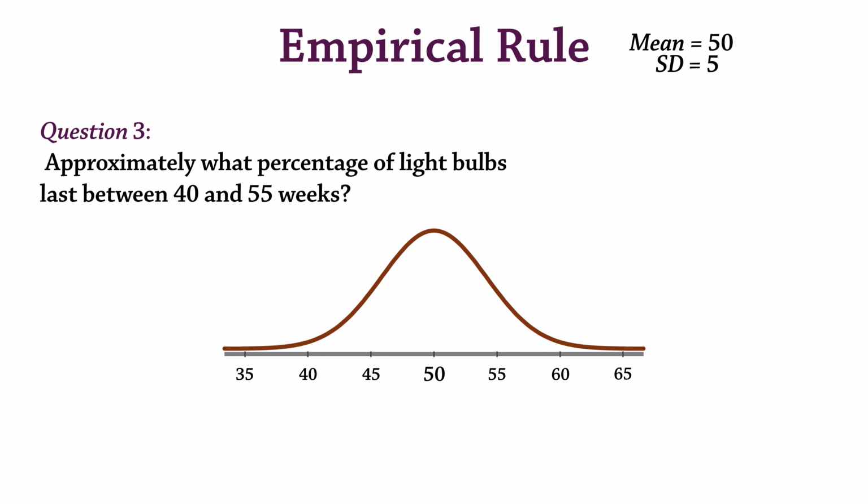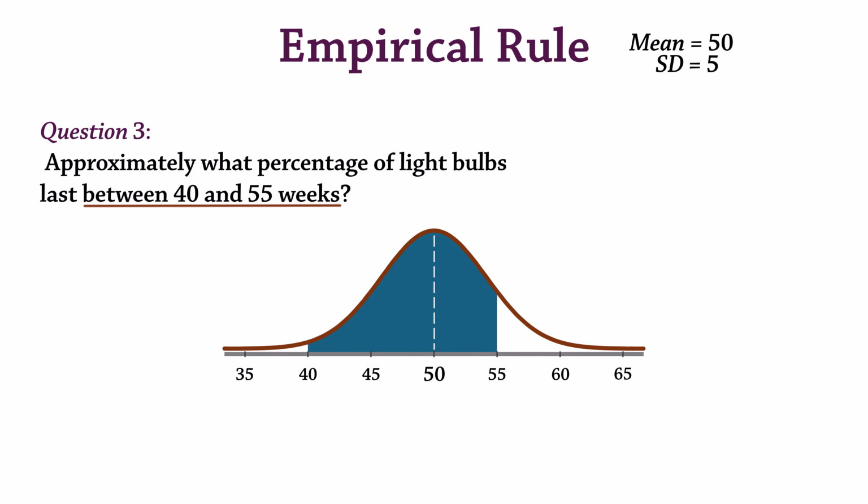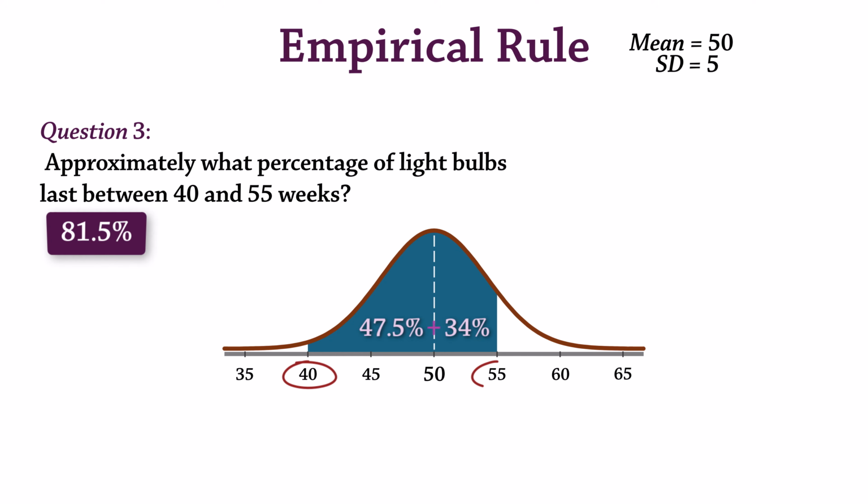Next, in question 3, we want to find the percentage between 40 and 55 weeks. Let's split the range at our mean of 50. To the left, since 40 is 2 standard deviations below the mean, this area is half of 95%, which gives us 47.5%. Now to the right, since 55 is exactly 1 standard deviation above the mean, this area is half of 68%, which is 34%. Adding those two slices together tells us that approximately 81.5% of the light bulbs last between 40 and 55 weeks.